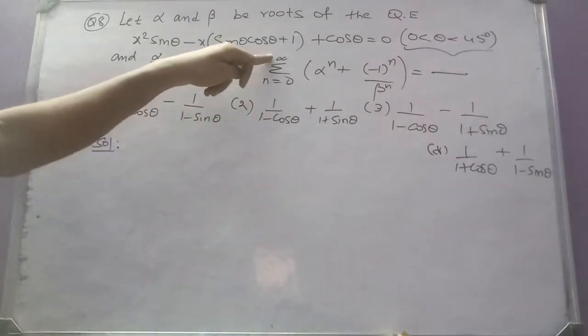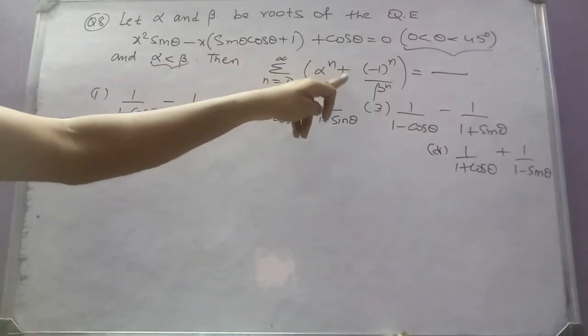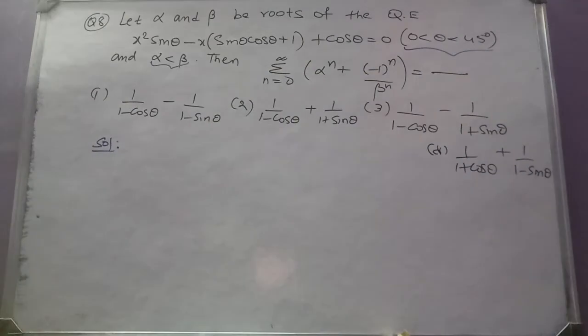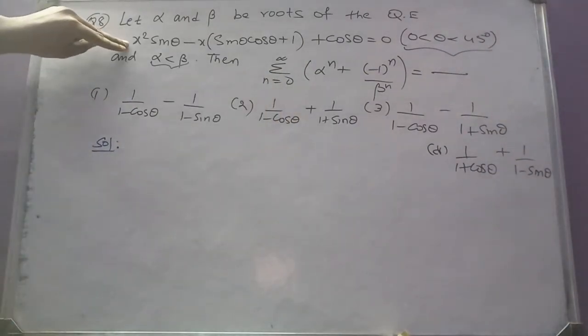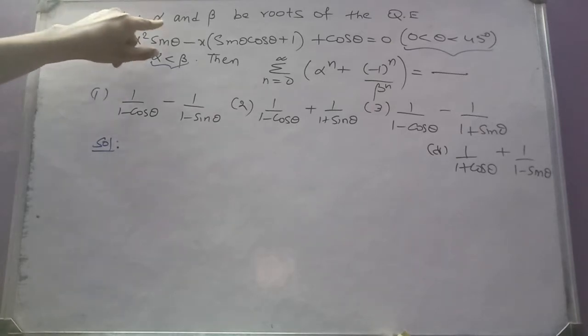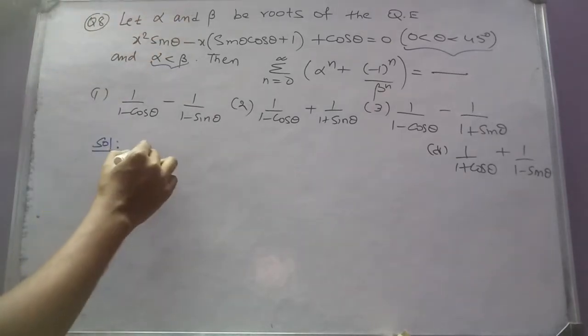Summation from n equals 0 to infinity, alpha power n plus (minus 1) power n by beta power n. So before finding the summation value, first of all let us go to this quadratic equation and check whether it is possible to find the roots or not. Of course it is clearly possible.